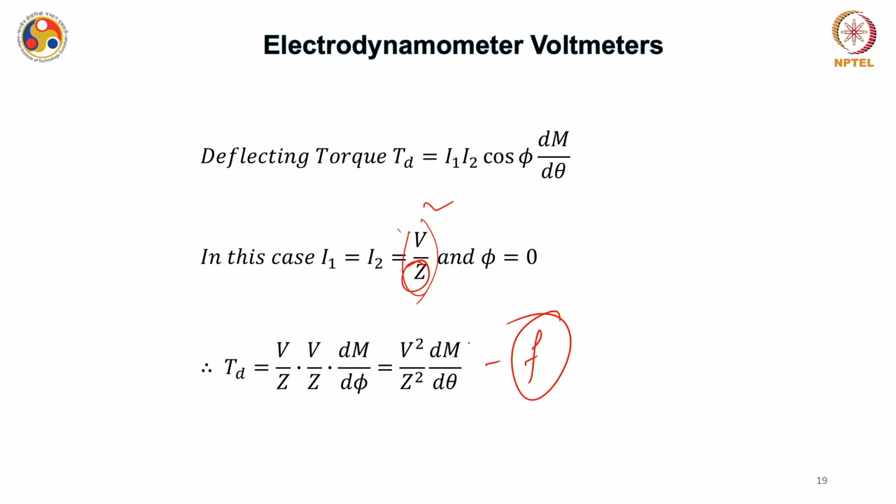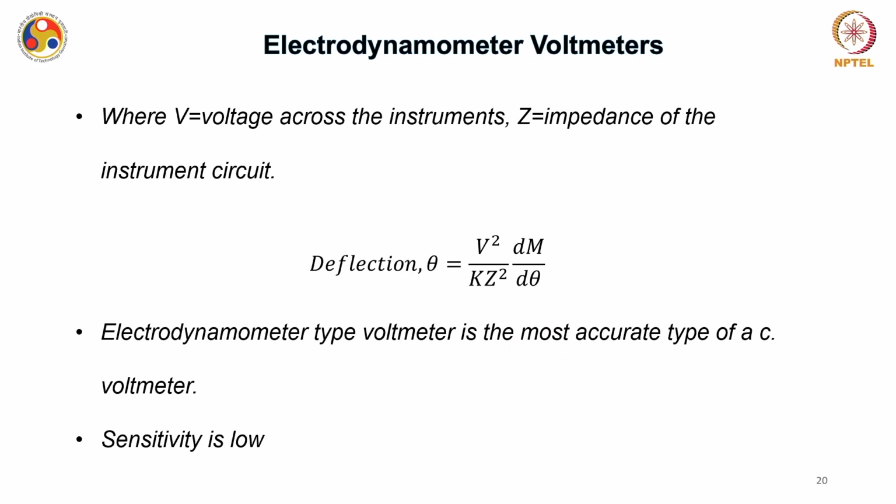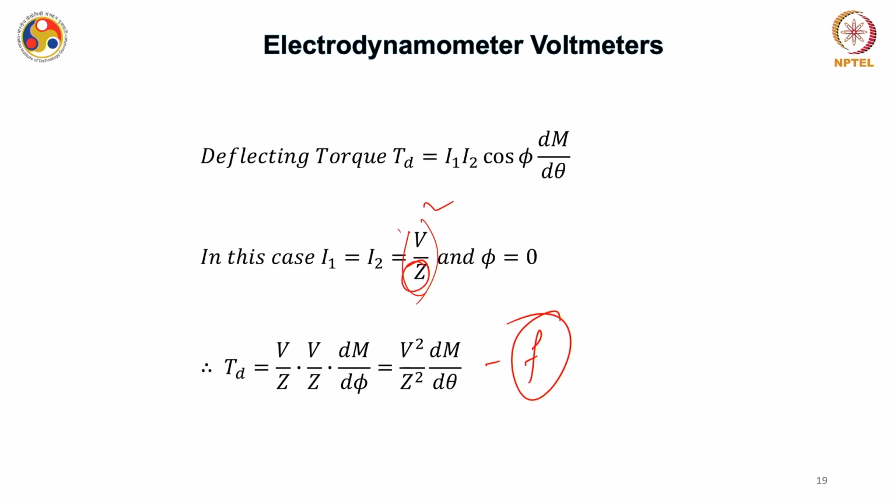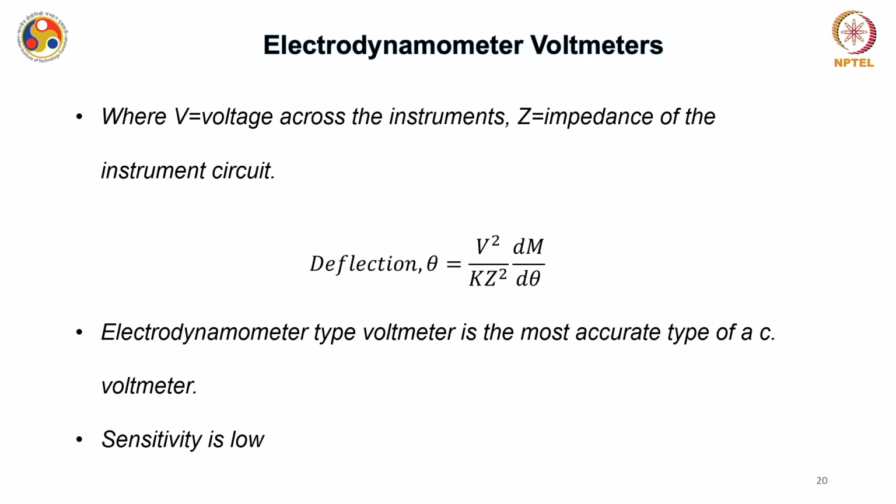In case of voltmeter, this is the deflecting torque. This can be equated to the controlling torque, which was nothing but k theta. So, theta will be equal to V square by Z square into 1 by k into dM by d theta. Here Z is the impedance of the instrument circuit, and the deflection is given as V square by k Z square into dM by d theta.